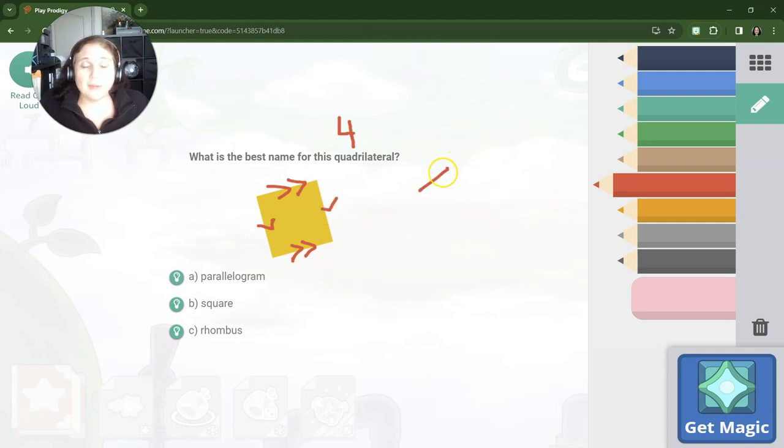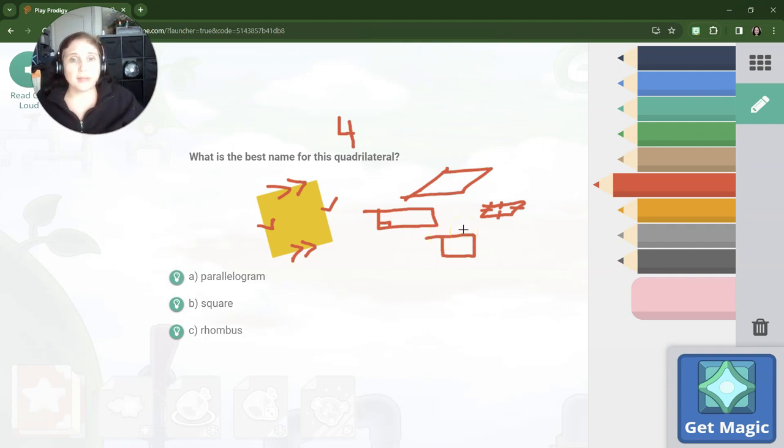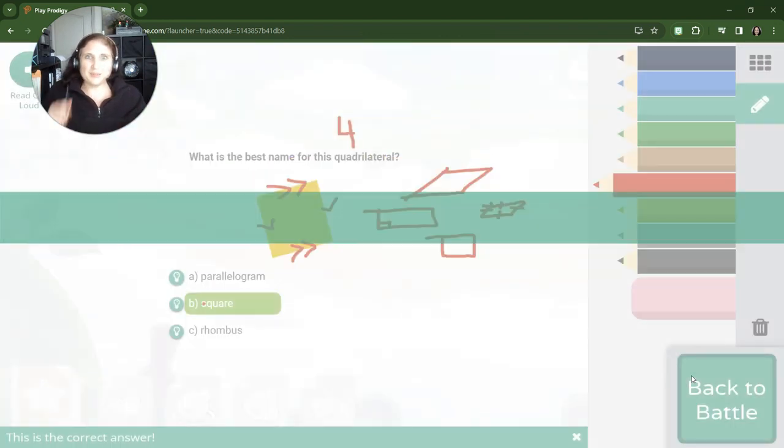A parallelogram can be broken into a rectangle or a rhombus. Rectangles have right angles. Rhombuses have all equal sides. And a square is like a rectangle and a rhombus got together and had a baby. So the best name for this shape would be a square, although technically it is a parallelogram and a rhombus because the opposite sides are parallel and all the sides are the same, but they want us to pick square. Right, let's move on to the next question.